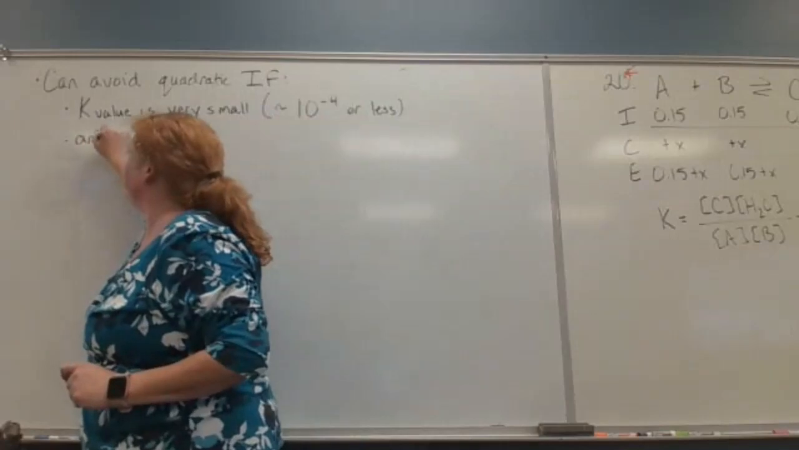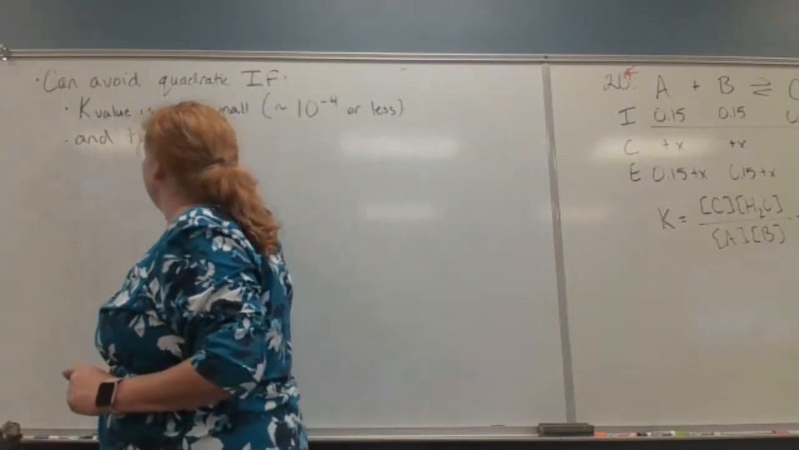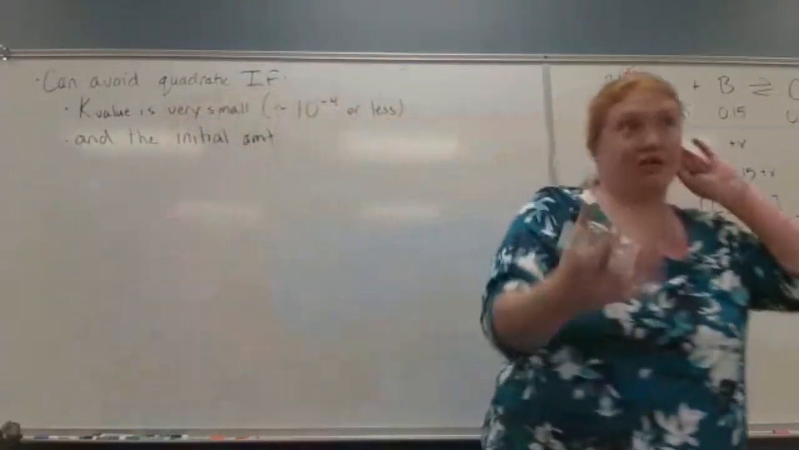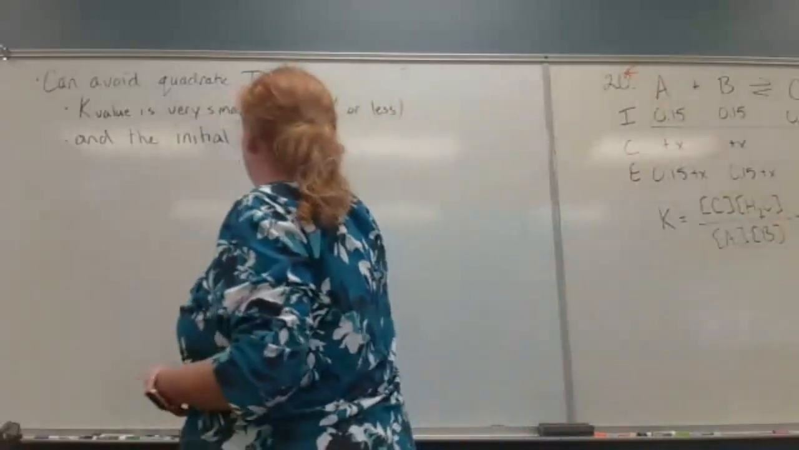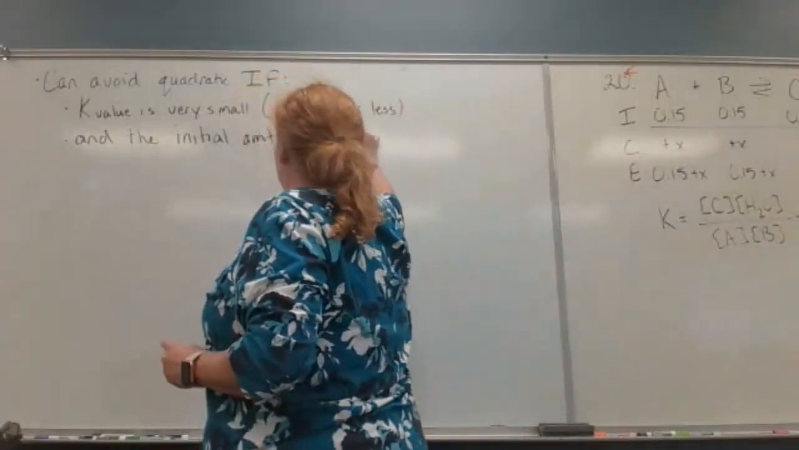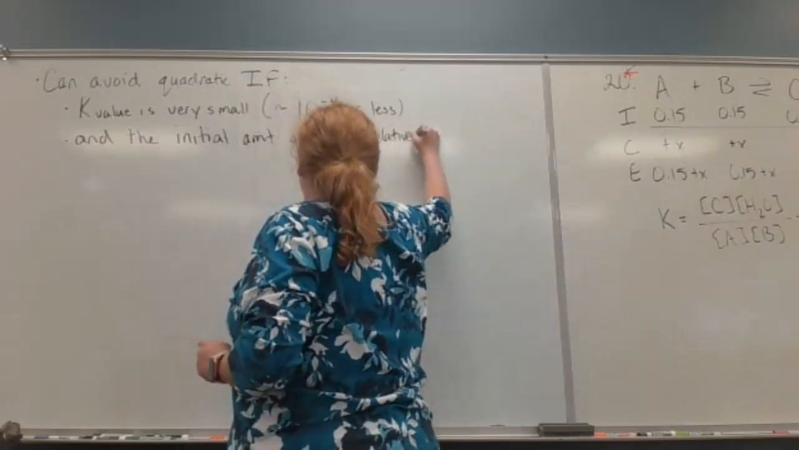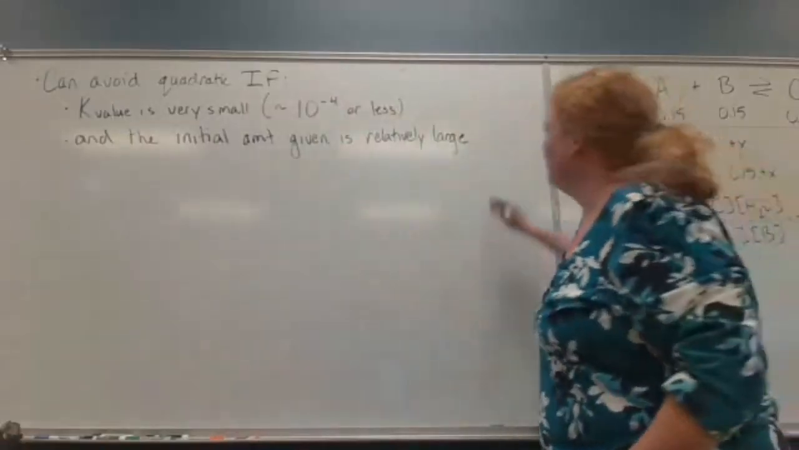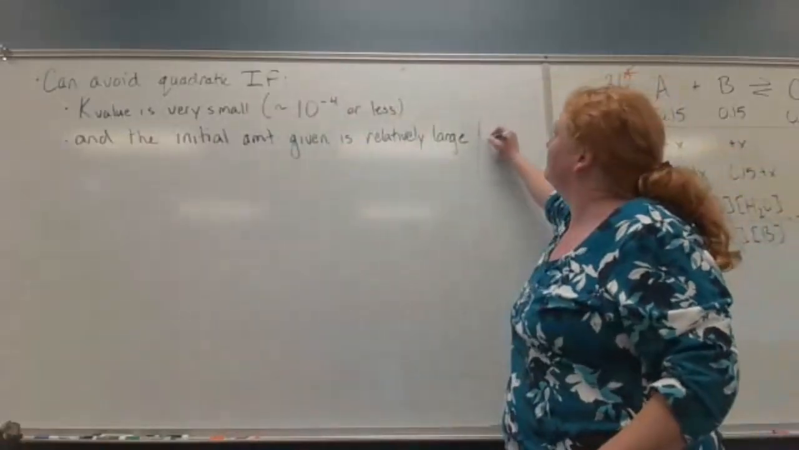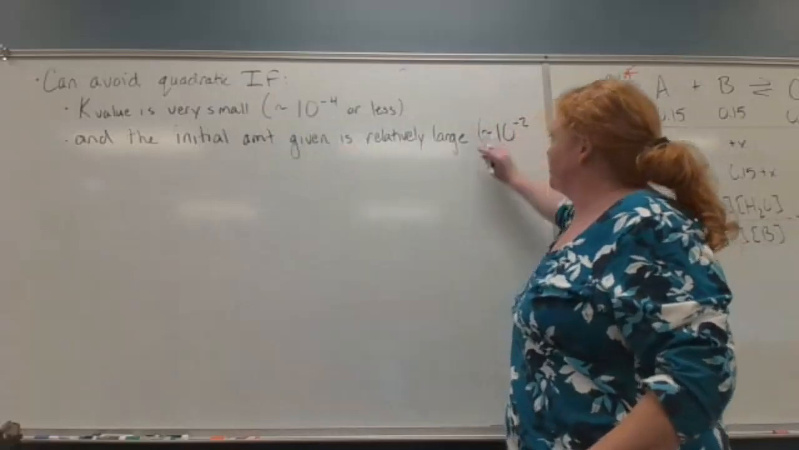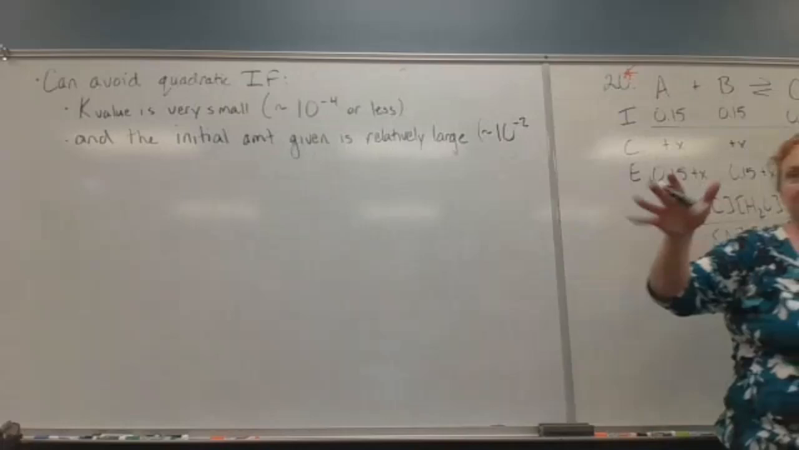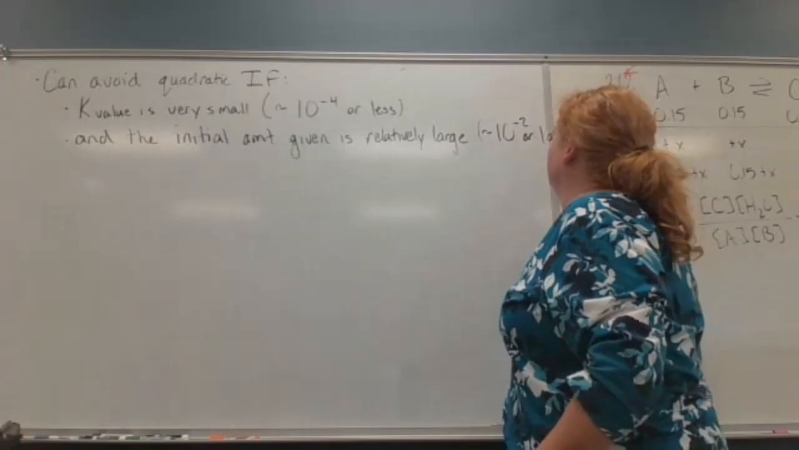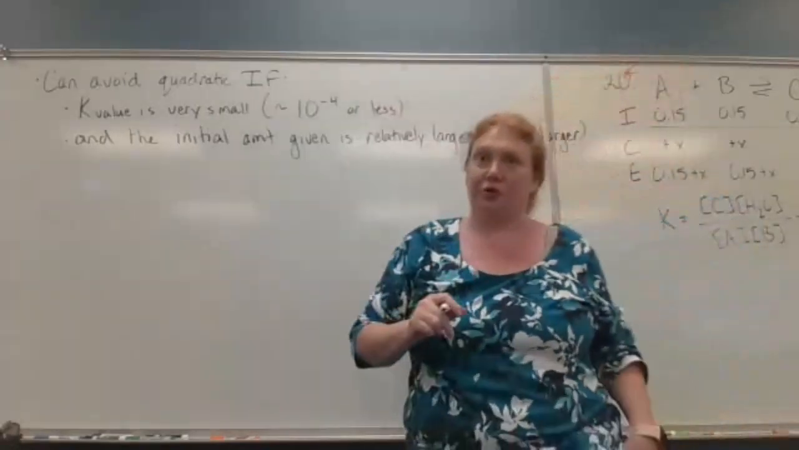Okay. And the initial amount you're given, any initial amount, is relatively larger. So what am I talking about? A lot of times, if your initial concentration is around 10 to the negative 2 or larger, you're good to go with this assumption, okay?